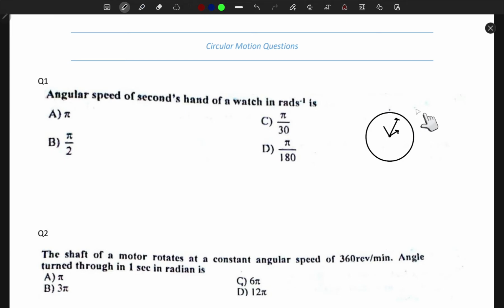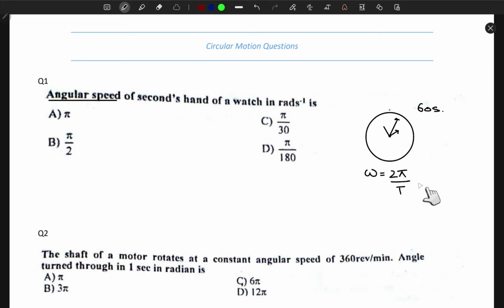1 unit, right, in 1 second. So it would complete its complete revolution in how many seconds? 60 seconds, right? So the second hand completes its entire revolution around this circle in 60 seconds, which makes 1 minute, right? So we are required to compute the angular speed. Now we know the angular speed omega is given by 2 pi by the time period. Now the time period for the seconds hand is 60 seconds, right?